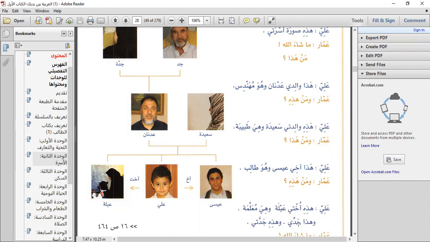Wa hadha jaddi. Now he already told, because he knows that he's going to ask about the grandmother and father, the other picture as well. So he has added wa, and this is jaddi. Jadd means grandfather, and jadda means grandmother. Yes, there is a city of Saudi Arabia named after the grandmother, Jeddah. Okay, it means grandmother. Hadha jaddi, this is my, again, with ya added for possession. Jaddi, my grandfather, wa hadihi jaddati, and this is my grandmother.